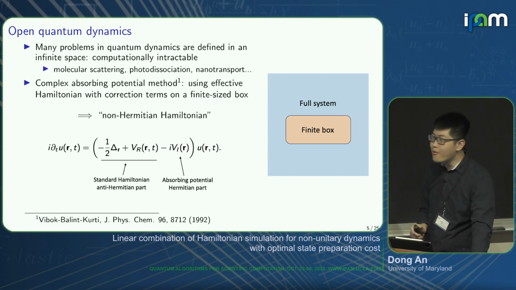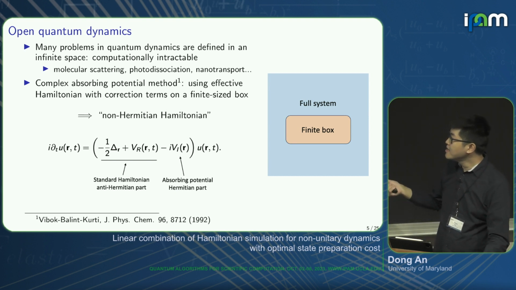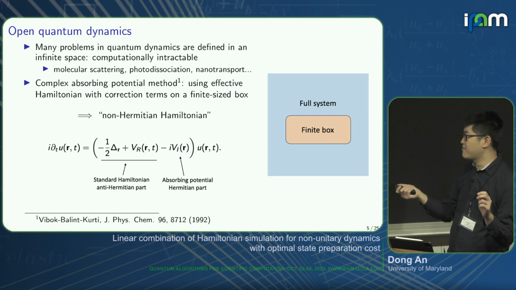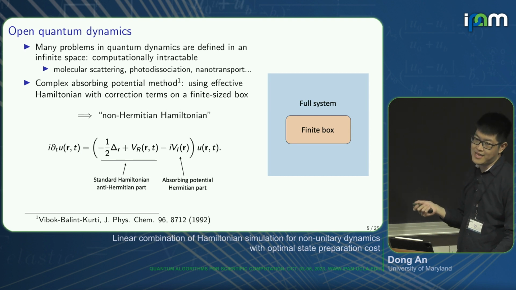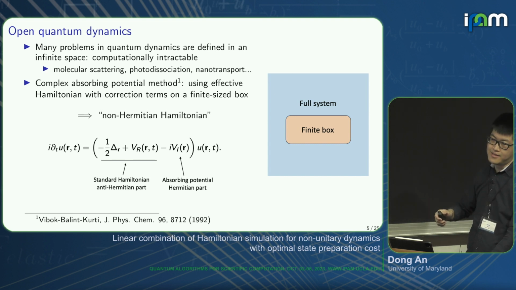But the point is that we may have the environment as well as the full system. If we only care about the dynamics within this finite box, then the evolution operator within this finite box is no longer unitary, because it will be affected by the other parts of your system.